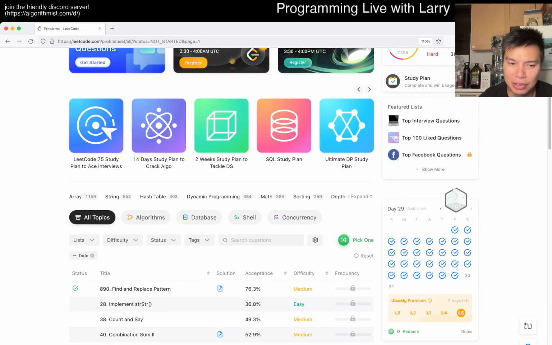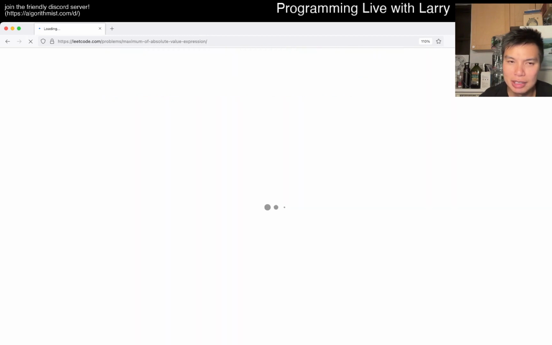We'll filter by to do and then pick one, and then we'll see. Very often it's a premium question, but maybe not. Let's see. I don't know why it's so slow actually.